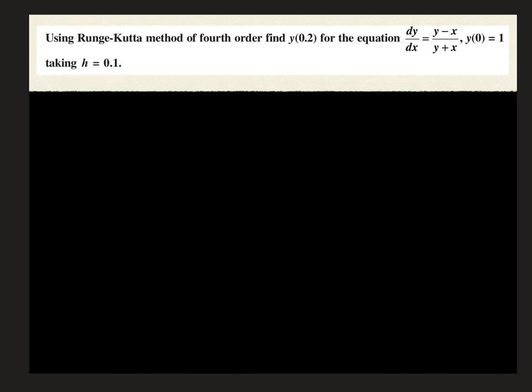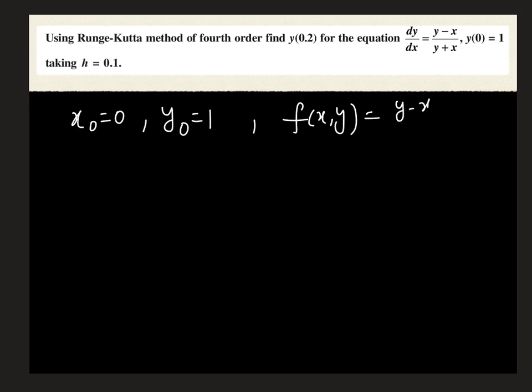Now first let us note down how many stages the problem takes, let us analyze. Initially the function x0 and y0, where x0 is 0, y0 is 1. Also it is given the function f of x comma y as y minus x divided by y plus x.